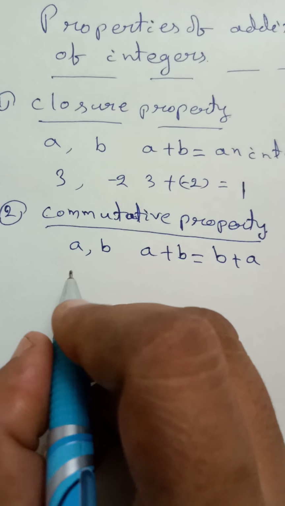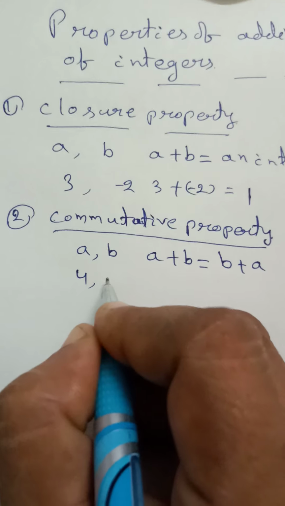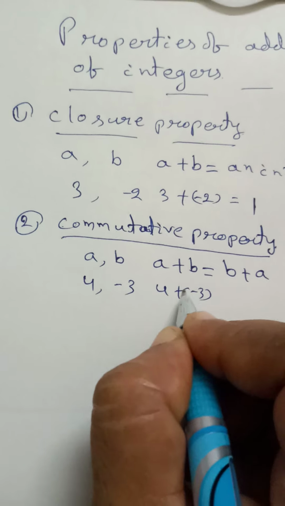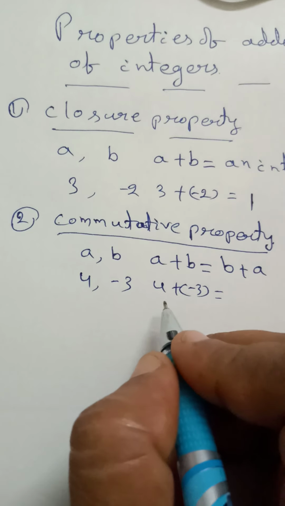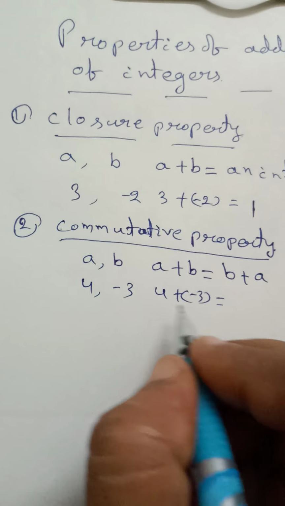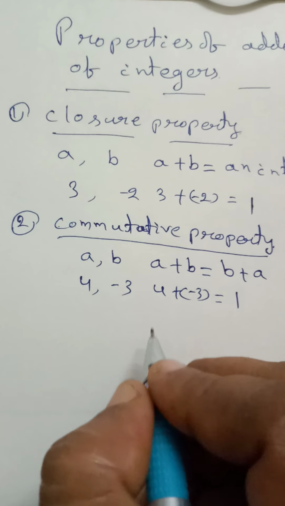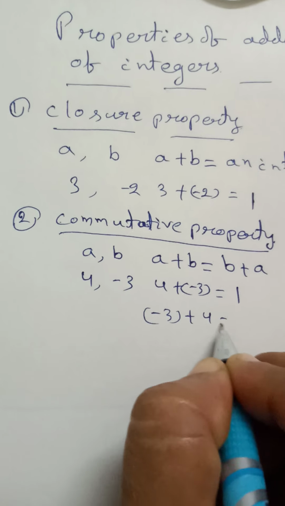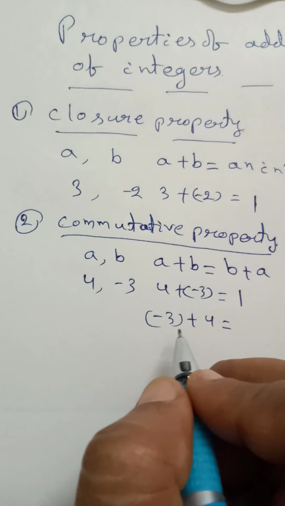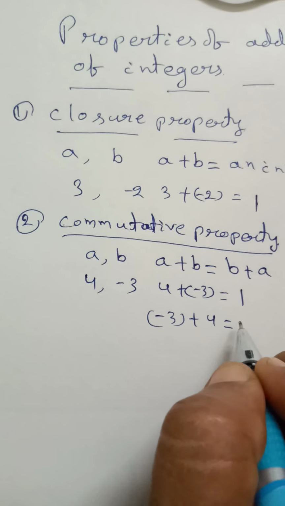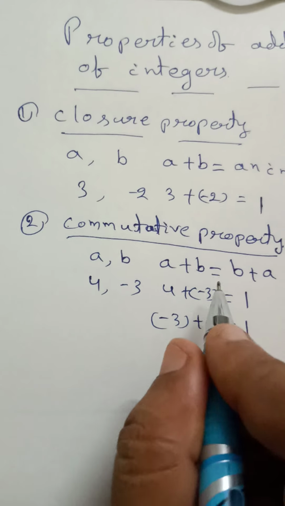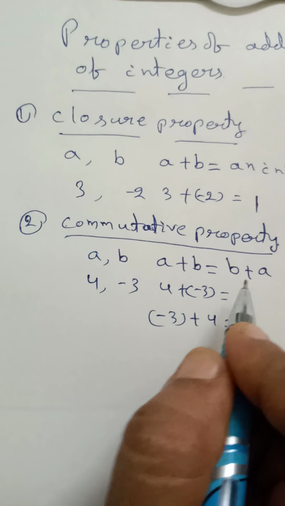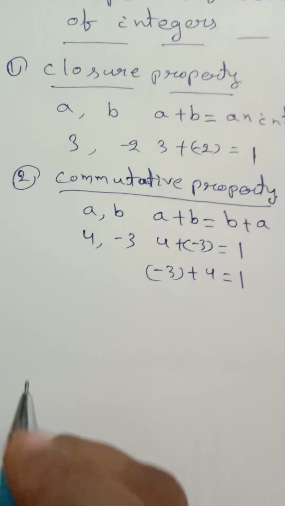As an example, we will take a is 4, b is minus 3. So 4 plus minus 3: one positive and one negative, so 4 minus 3 will be 1. b plus a, minus 3 plus 4: same, one negative and one positive means the difference, so 4 minus 3 is 1. In both cases, the result is 1. It means a plus b is equal to b plus a. This is called the commutative property.